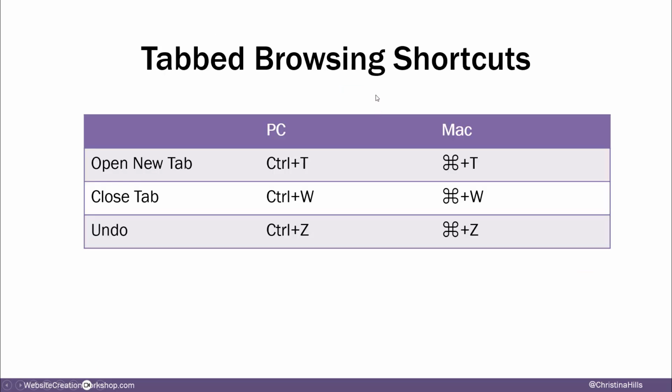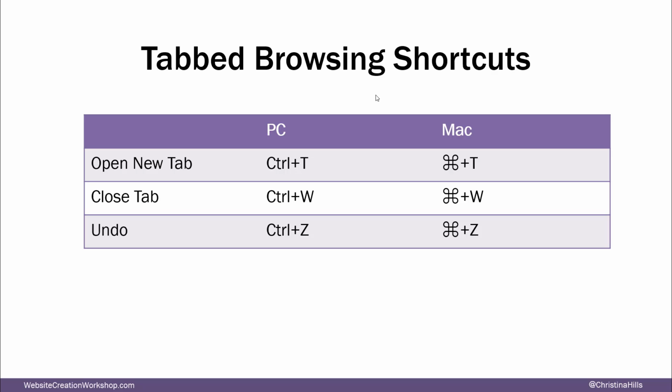And here are some tabbed browsing shortcuts. So Control T will open a new tab. If you're on a Mac, it's Apple Command T with a little Apple Command symbol. And to close the tab, Control W or Apple Command W. And then I threw in this Control Z. This was Joanna's idea, which was a great idea because I just think, oh, everybody knows what Control Z is. Control Z is an undo.